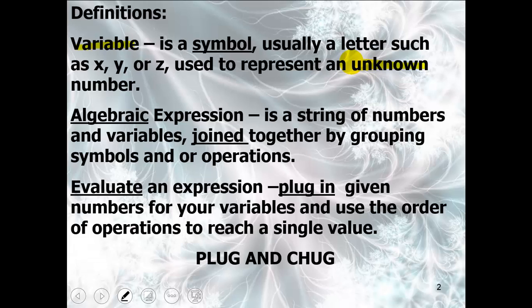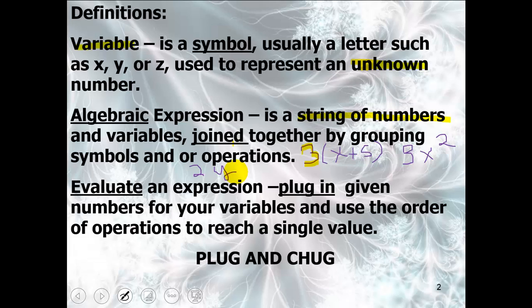An algebraic expression is just a string of numbers and variables. They're joined together by grouping symbols and or operations. So we could have 3 times x plus 5. That would be an algebraic expression. 3x squared, that would be an algebraic expression. 2y, that would be an algebraic expression. Remember that whenever a number and a letter are butted up against each other, it's implied multiplication.